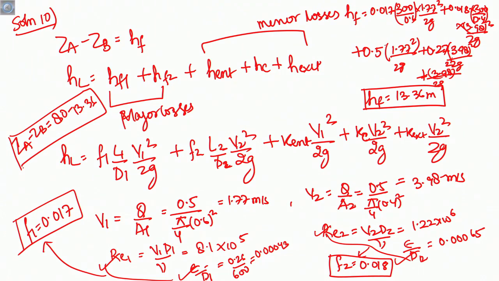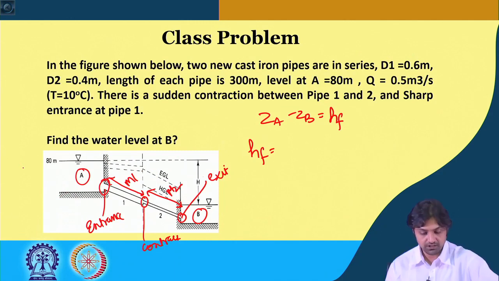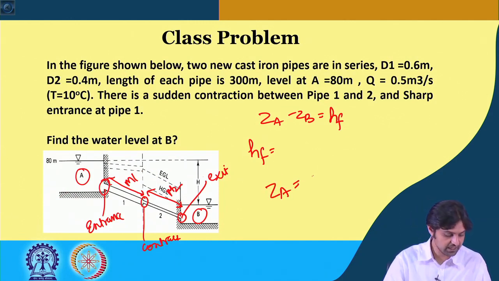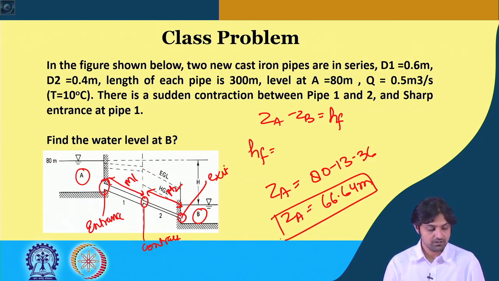All right, I think we should not make it so cluttered, but now you understand the process. We calculated the major losses, we calculated the minor losses, and we calculated the total, and here we get the level at ZB as 80 minus 13.36, which is 66.64 meter. Okay, this was the elevation.